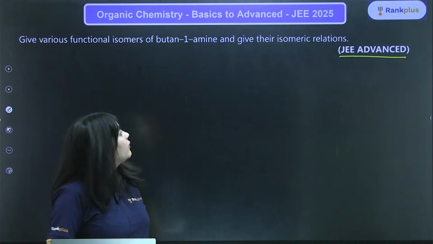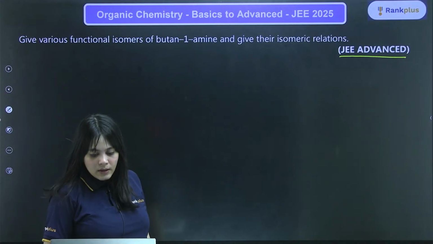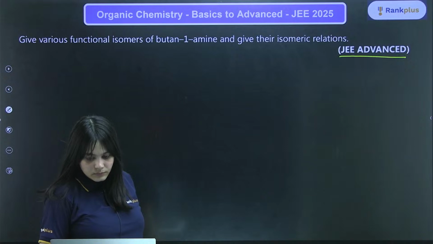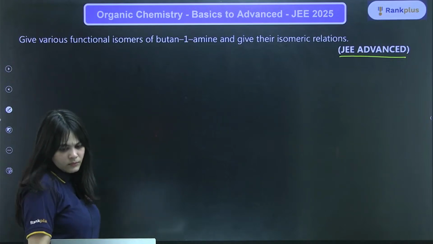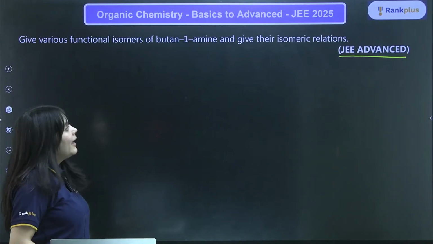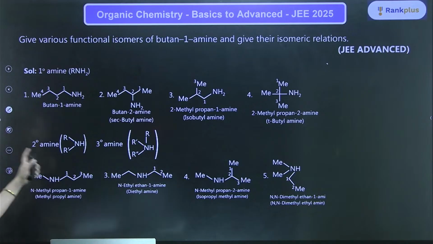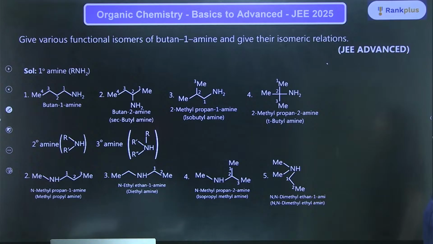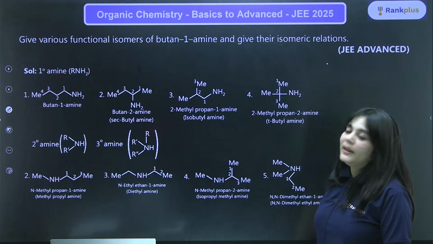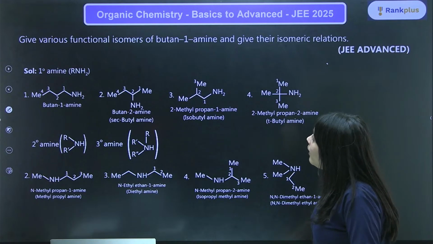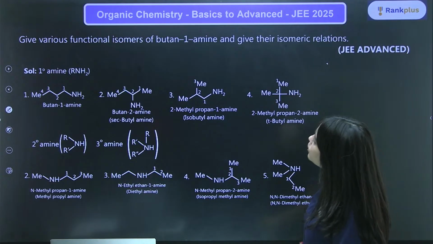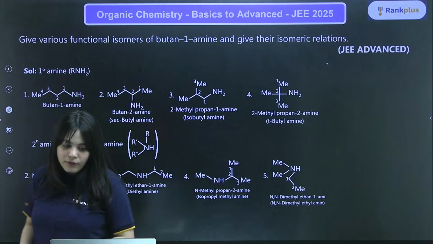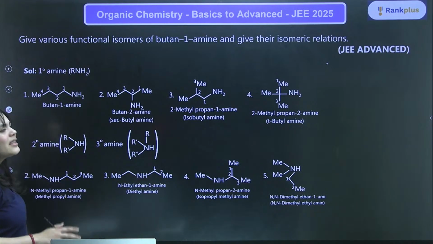Give various isomers of butane-1-amine, right? If you have any doubt, I have also mentioned all the isomers of butane-1-amine. These are the isomers possible of butane-1-amine. Now, between all these, they have asked you to give various functional isomers. I've already written them down over here for you. And this is an exercise for you.